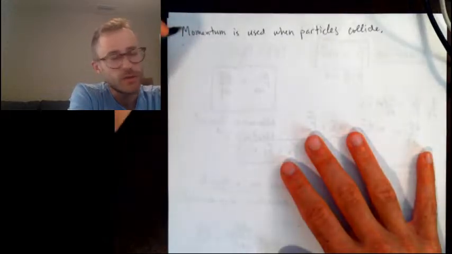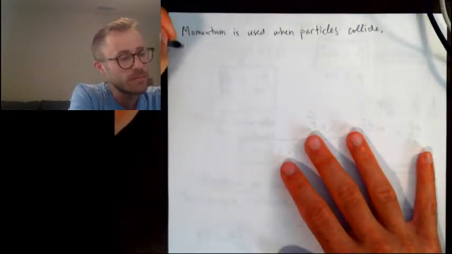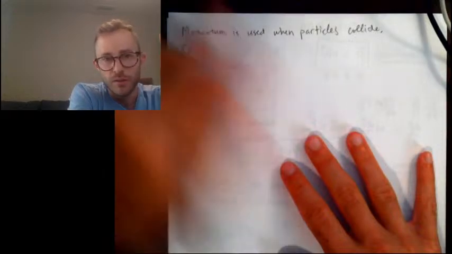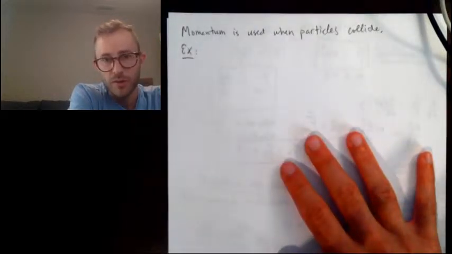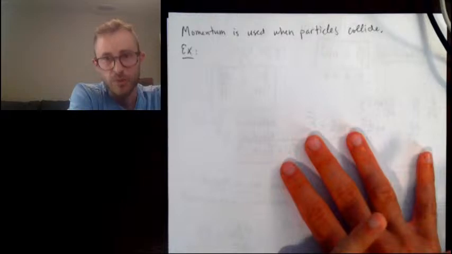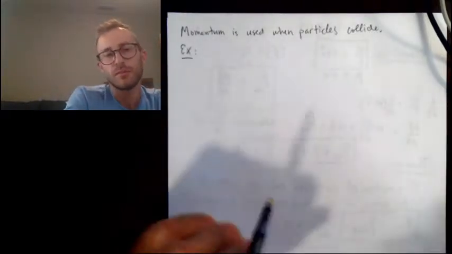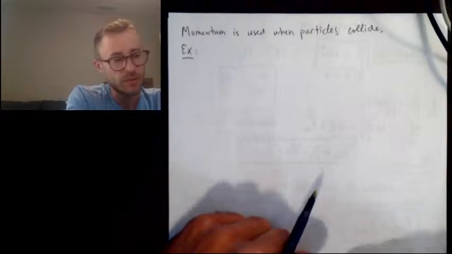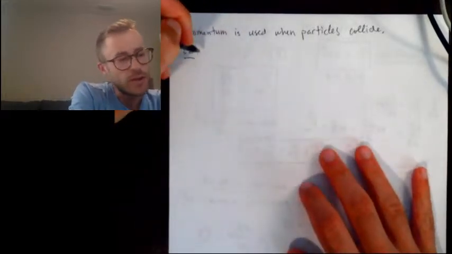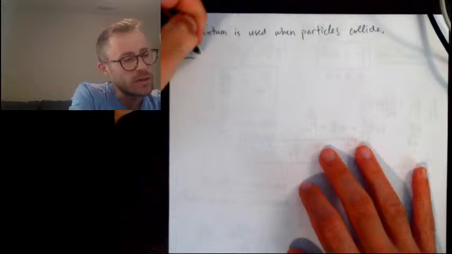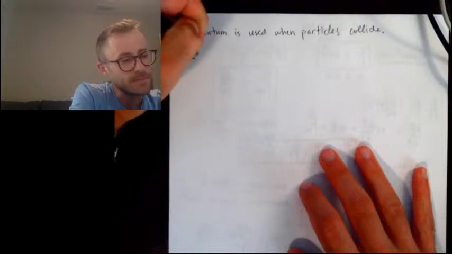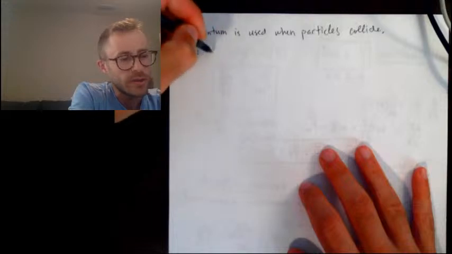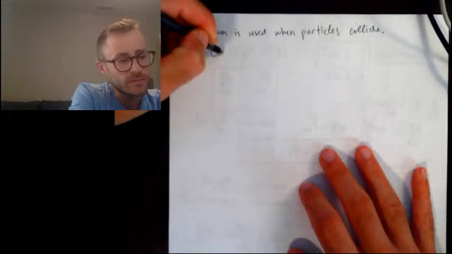We're going to do a couple of examples. I'm going to do, I think, 3 examples here. First example. The thing I want to reiterate is whenever there's a collision where 2 things smack into each other, we are going to use momentum conservation. So as our first example, let's look at what's called a completely inelastic collision.